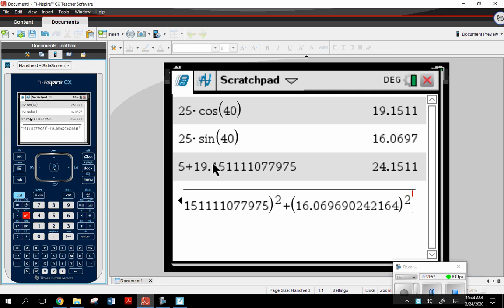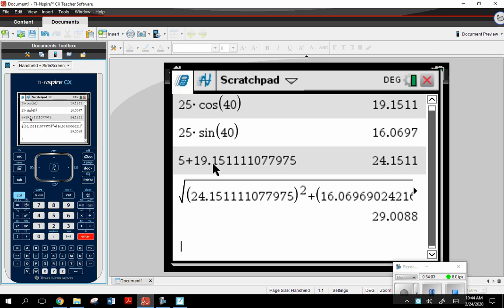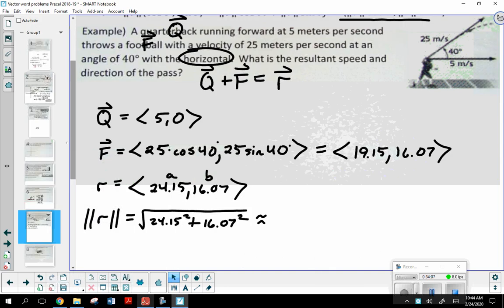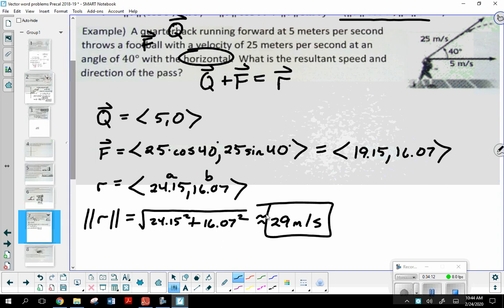So what's the resultant speed? How fast would the ball actually be traveling? About 29. So we would expect it to be a little faster. It's about 29 because it's 0.01, so I'll just leave it as 29. About 29 meters per second. Okay. Does that make sense?